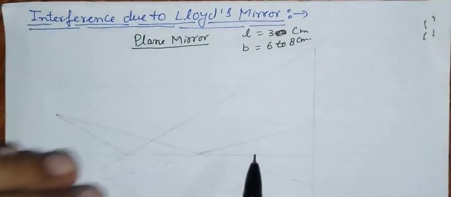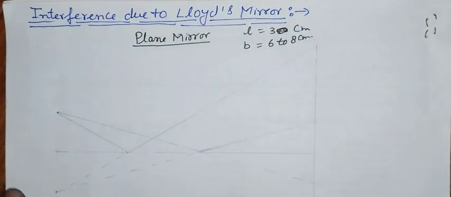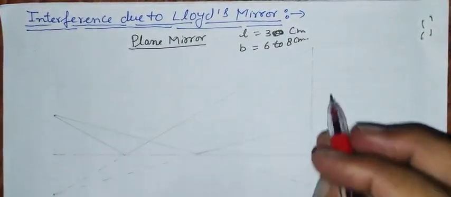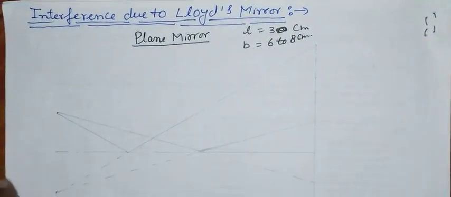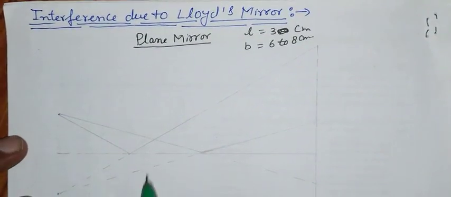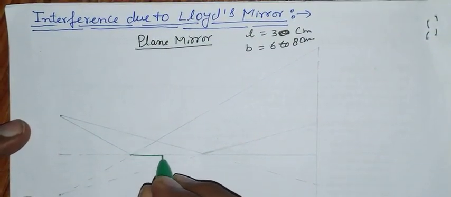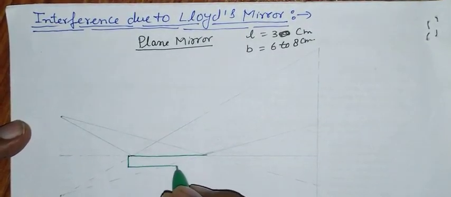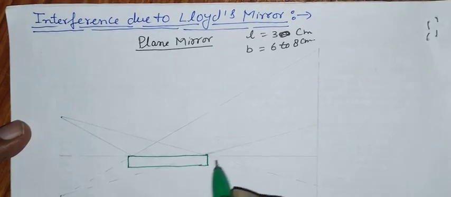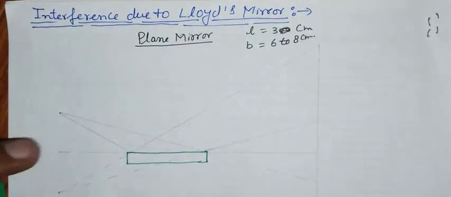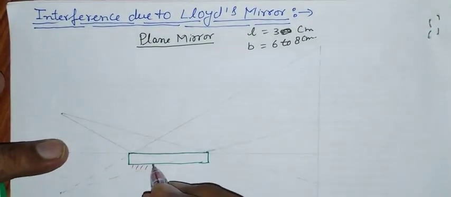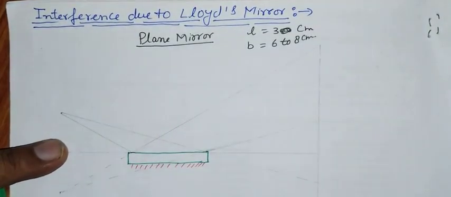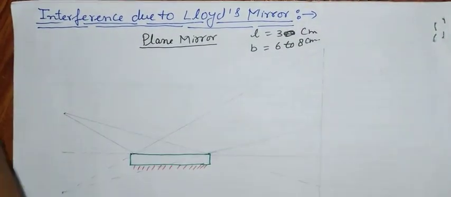Thick mirror. So virtual sources are obtained here. These coherent sources are obtained by using a plane mirror. Let us see here in the diagram. Let a Lloyd mirror be here. Thick Lloyd mirror is here. Now see carefully here in this diagram.